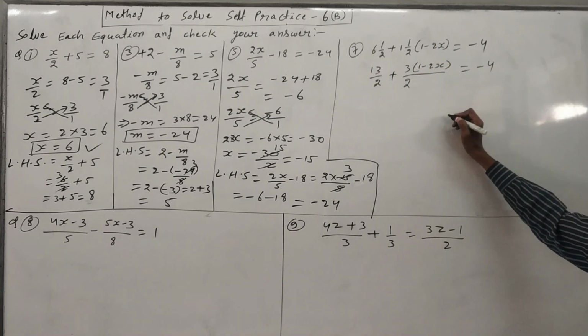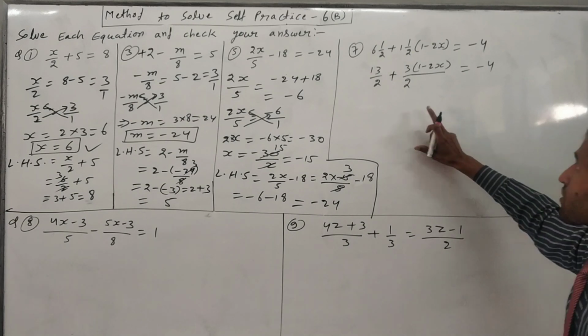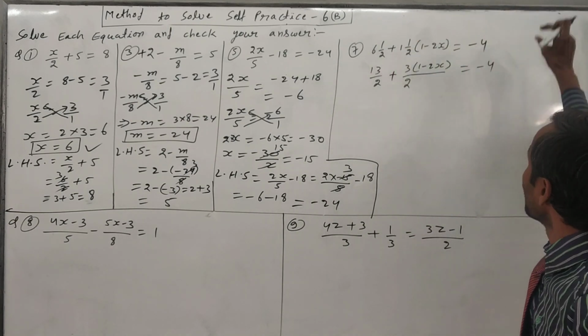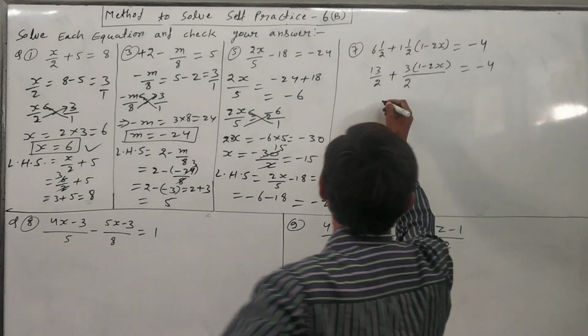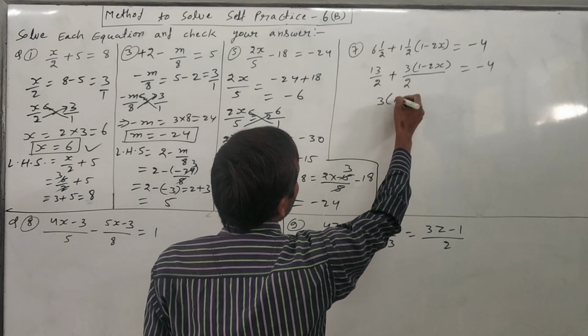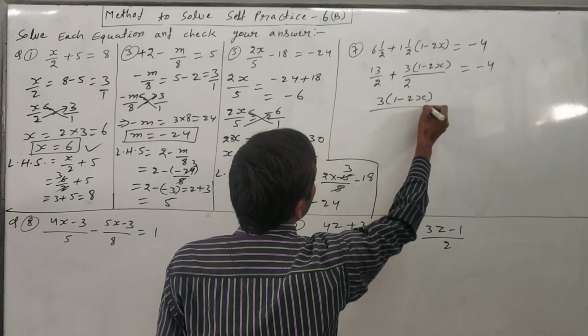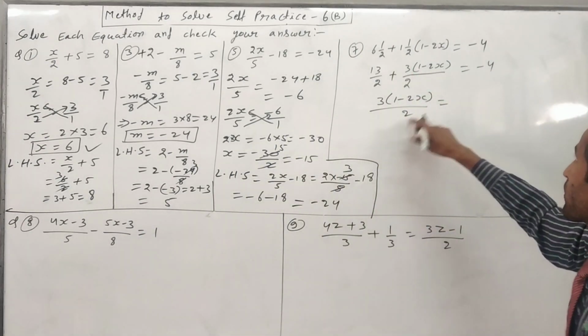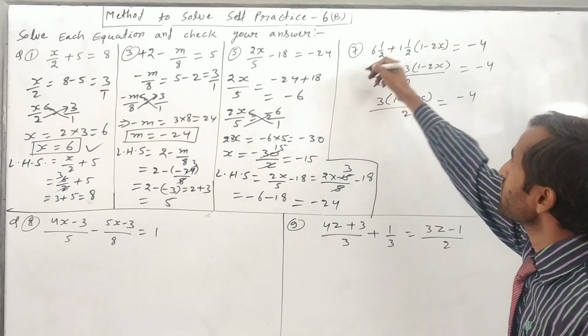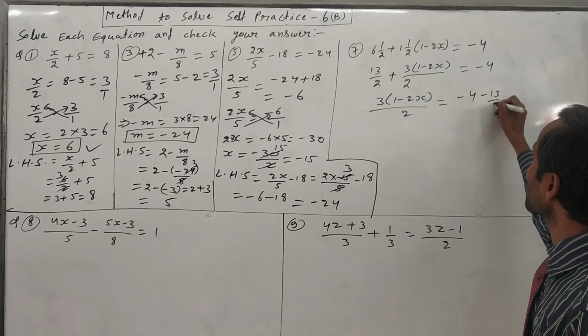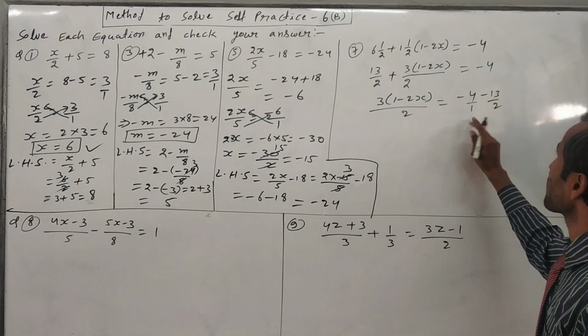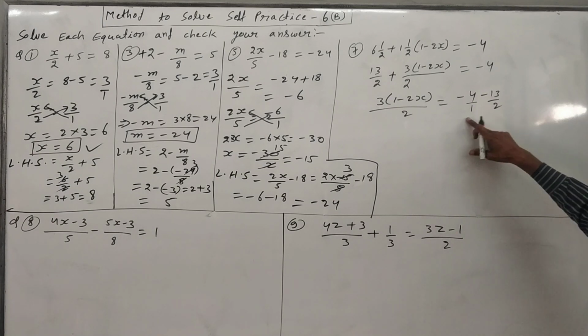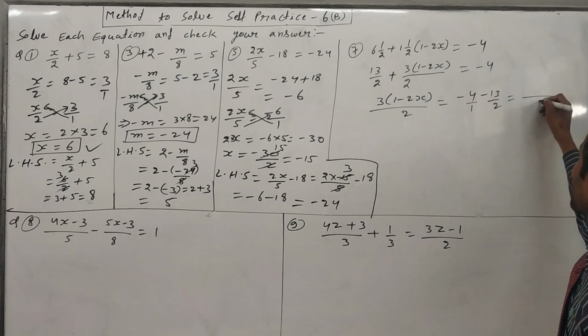minus 4. Okay. First of all, this 13 upon 2 transpose to that side. So here 3 bracket 1 minus 2x upon 2 is equal to, upon 2 we can put here also. So minus 4 here, plus sign there, then it will come minus 13 upon 2. Here nothing written means 1, then we have to take LCM. So we will take LCM, then it will come 2.